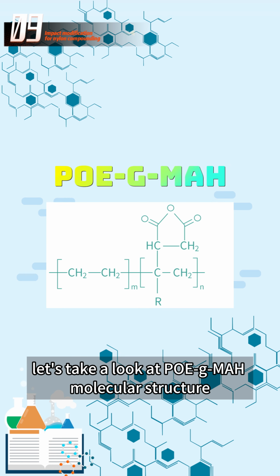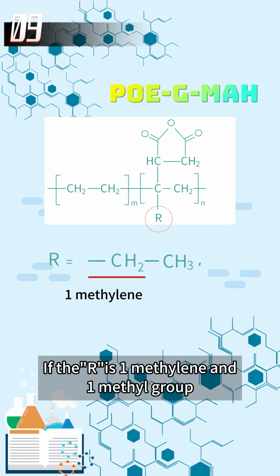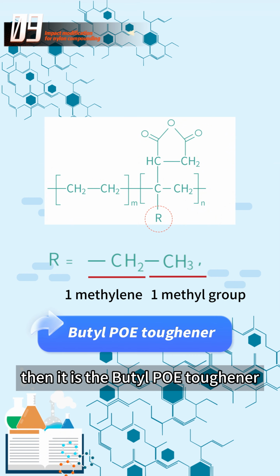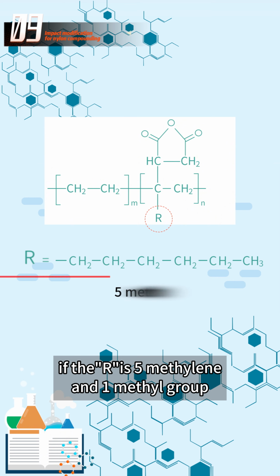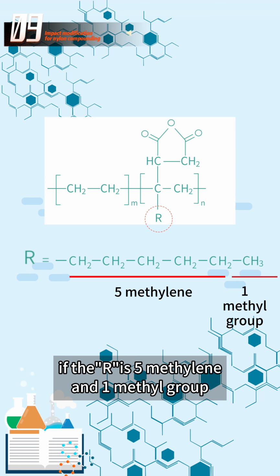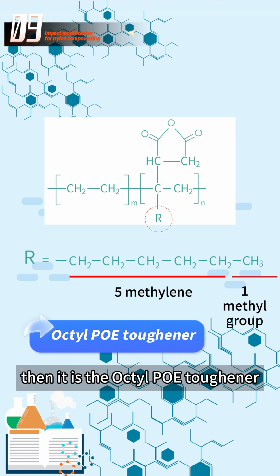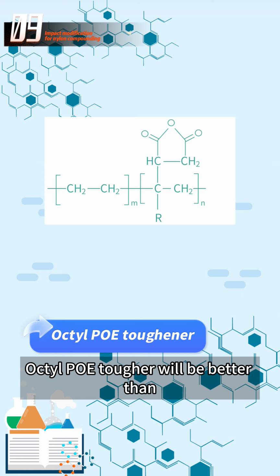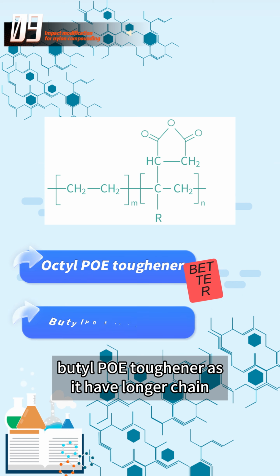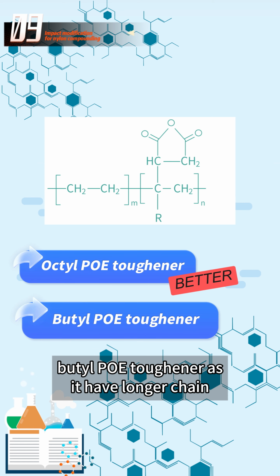Let's take a look at POE graft MAH molecular structure. If the R is one methylene and one methyl group, then it is a butyl POE toughener. If the R is 5 methylene and one methyl group, then it is octyl POE toughener. Octyl POE toughener is better than butyl POE toughener as it has a longer chain.